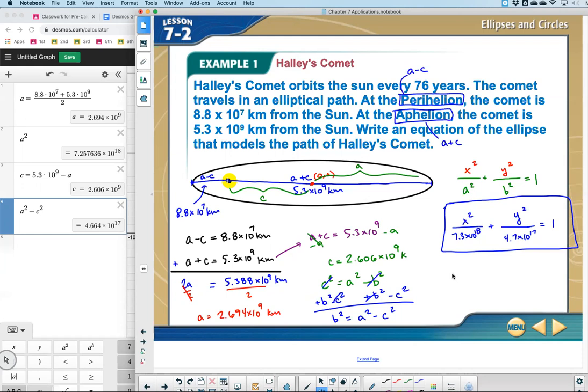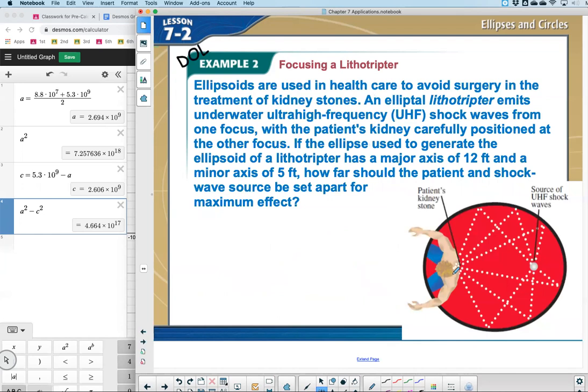I understand this problem had huge numbers and it made life more difficult. For you, your DOL is going to be much simpler. For DOL number 2, I want you to use this, and I'll just read over it so you make sure you understand.